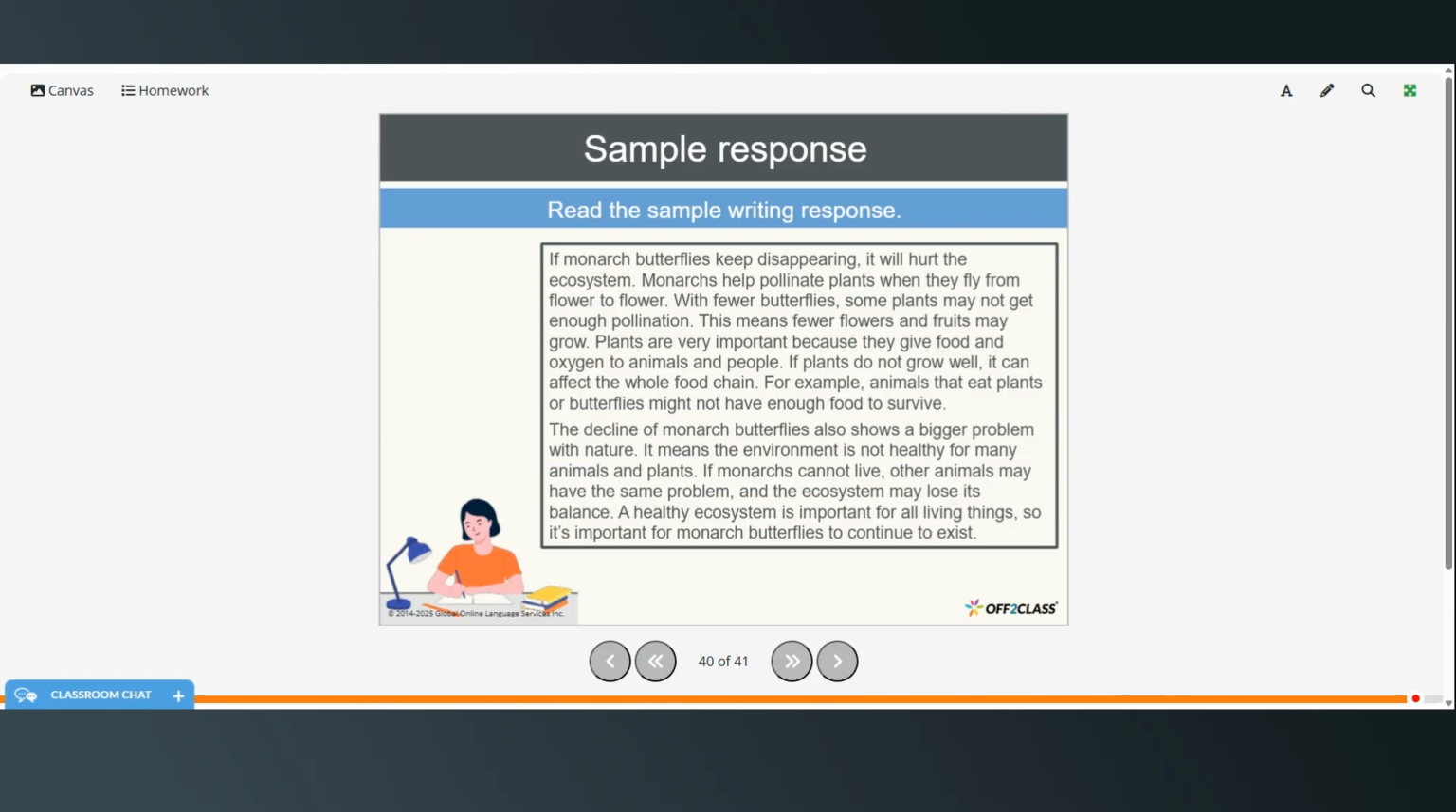The decline of monarch butterflies also shows a bigger problem with nature. It means the environment is not healthy for many animals and plants. If monarchs cannot live, other animals may have the same problem, and the ecosystem may lose its balance. A healthy ecosystem is important for all living things, so it's important for monarch butterflies to continue to exist.